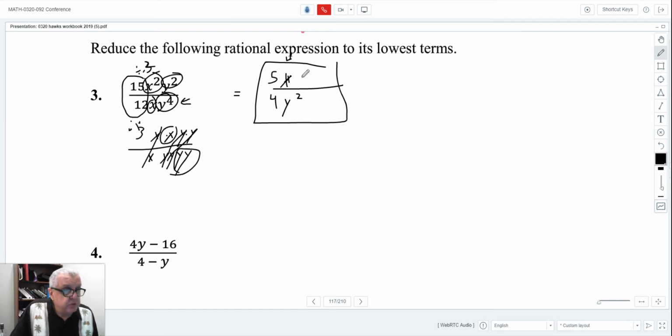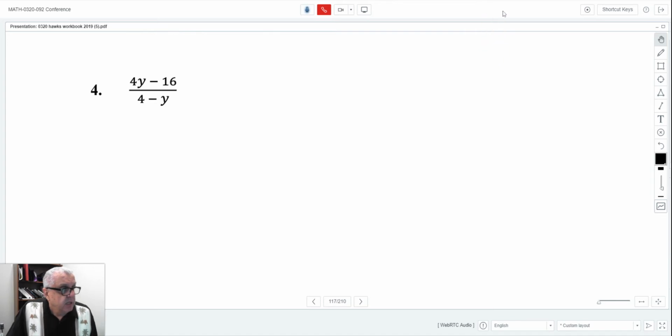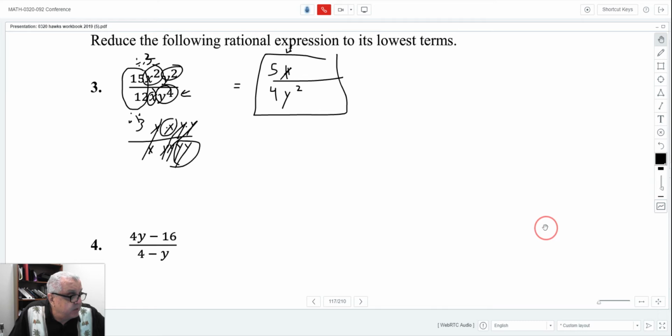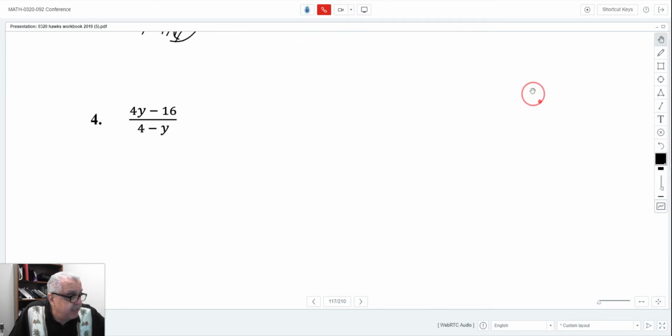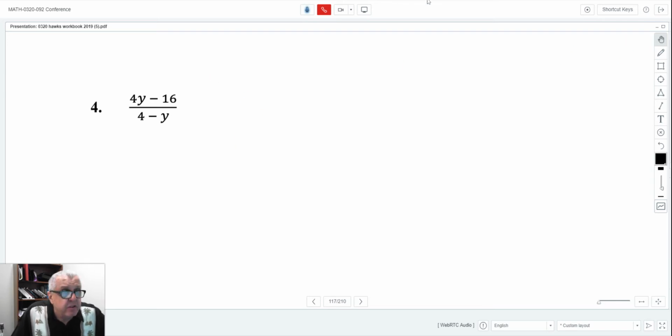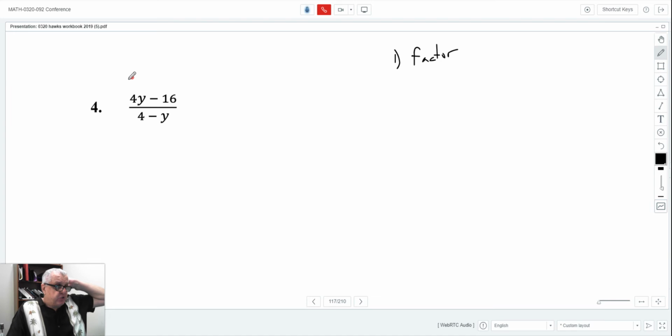So, I'm also going to do number 4 on this page. And this says the same thing, reduce. If you look at the previous problem, there's no adding and subtracting. Here we have adding and subtracting. So when I reduce this problem, and for all these problems that we're about to do, the first thing you always try to do is factor. If we have terms like this, you always try to factor.